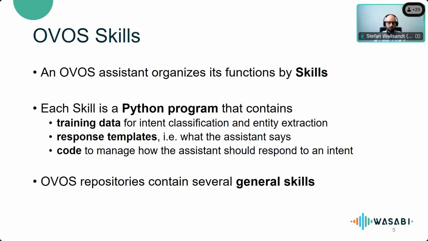The OVOS public repositories contain several general skills, often skills you find useful for the consumer domain, but the main point here is you can look into those skills. You can learn how they are built and how they work, and this is very helpful when you try to build your own skill.